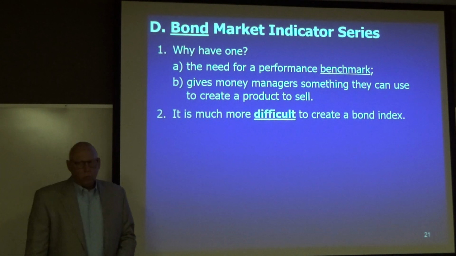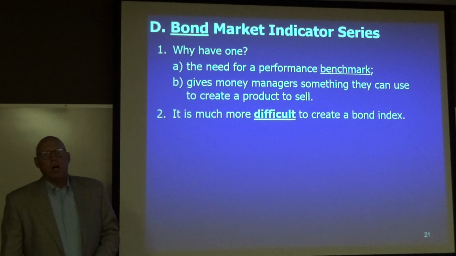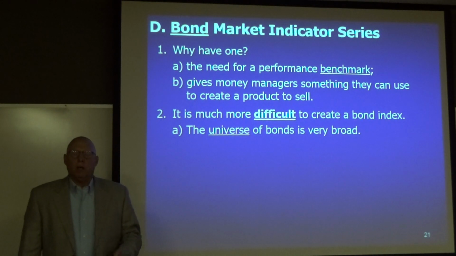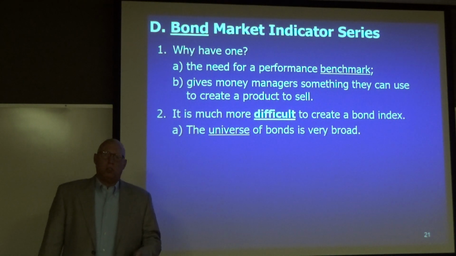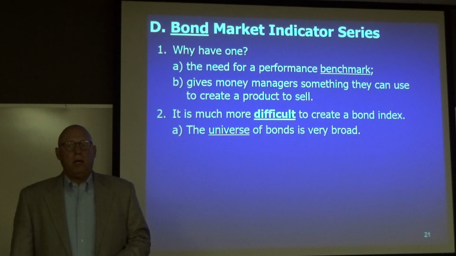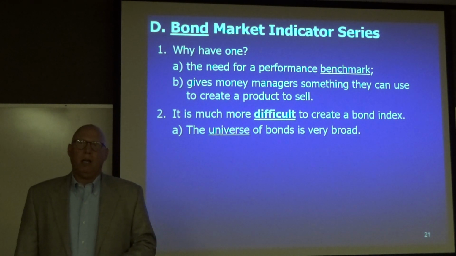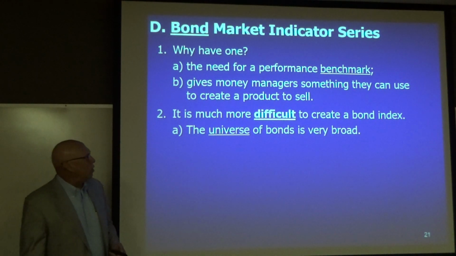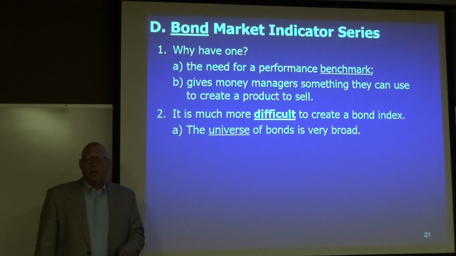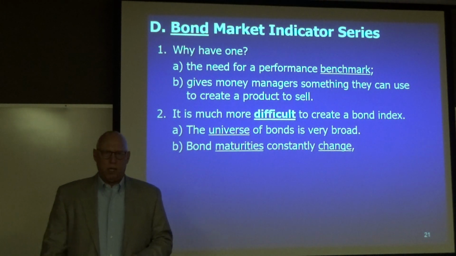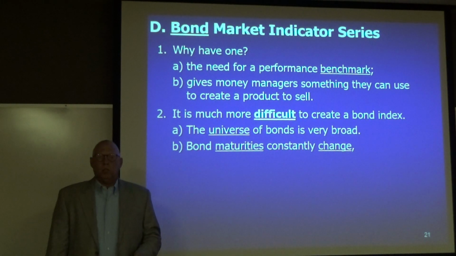All right. It is much more difficult to create a bond index than it is for a stock index. Why is that? Well, it's because the universe of bonds is very broad. There are many more bonds outstanding than there are stocks outstanding. There are approximately 5,000 stocks that actively trade in the United States, and really out of those 5,000, you can cut it back about 1,500. There are really only about 3,500 stocks that are significant and meaningful that trade in the United States. And many more bonds, 10 times that number of bonds, maybe 50 times that number of bonds.